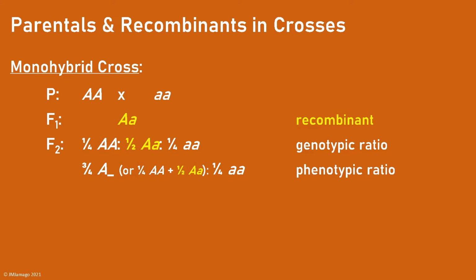And I have highlighted already in yellow unsa diha ang recombinants. So sa F1, if I may repeat, makita na nato ang recombinant. Okay? And then sa F2, ang katunga sa population actually is recombinant. That is our assumption based on what we've learned.